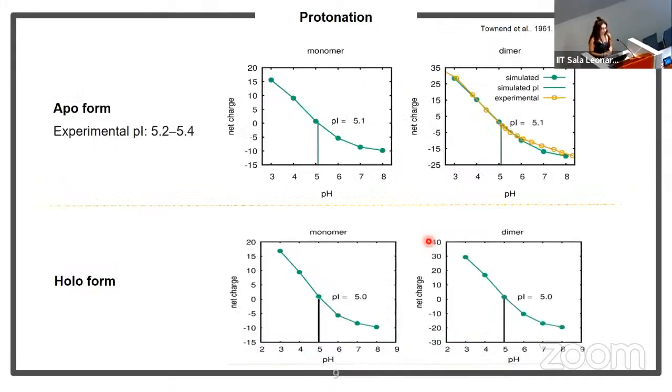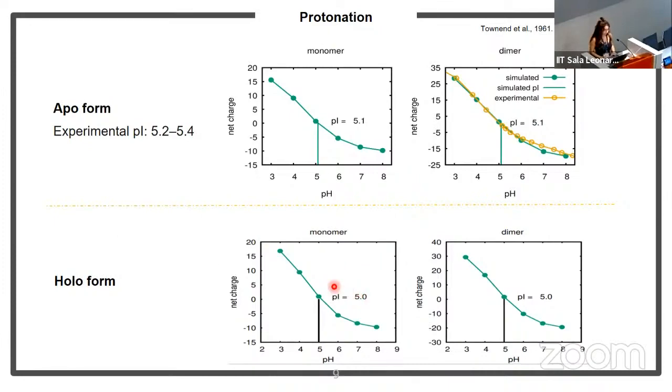Passing to the results, we have here the protonation of the monomer and the dimer for both the apo and holoforms. We also have the titration curve of an experimental study, and we can see that our predicted charge is in agreement with the experimental one, with minor differences at higher pHs, and also our predicted isoelectric point, 5.1, is also in agreement with the experimental one, 5.2 to 5.4, depending on the study. And for the holoform, we have an isoelectric point of 5.